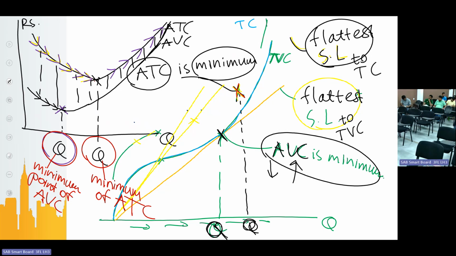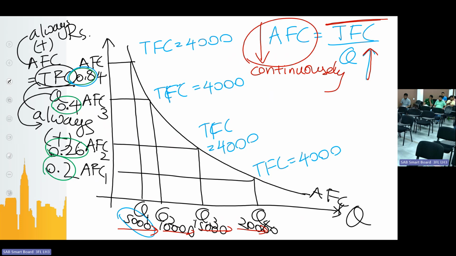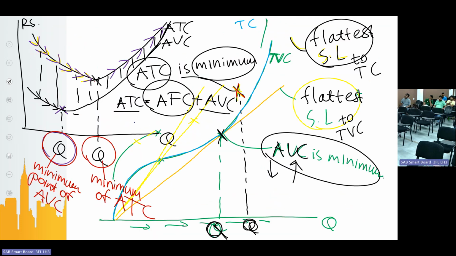The gap is what? ATC equals AFC plus ABC. So this is ATC, this is ABC, and the difference is AFC. What is the behavior of AFC? AFC is continuously decreasing. So that is why this gap is continuously decreasing.